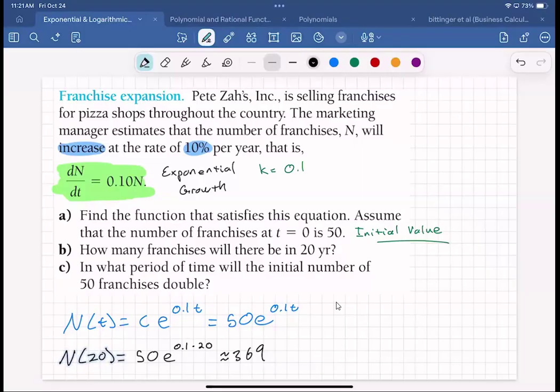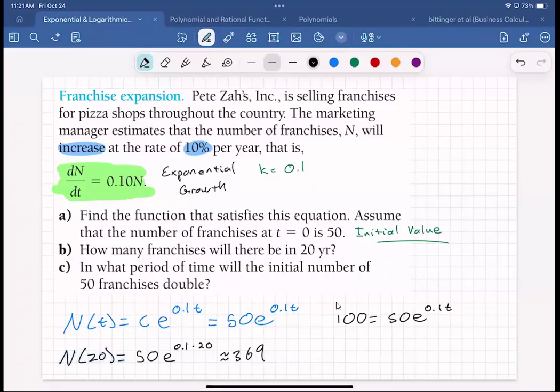All right. What does it want me to do for part C then? It says, in what period of time will the initial number of 50 franchises double? I think that's the most direct part. Right now, if you wanted to, you can do the fun part and say, hey, let's set it equal to 100. But remember, that's extra work you don't have to do. That would go back to where I showed you how we got to the capital T situation.